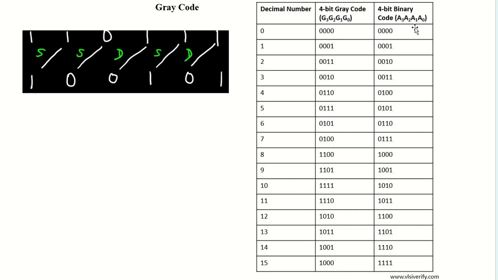Just like that, we have to convert. We can convert binary codes from 0 to 15 or 0 to 30, like that. It doesn't have any limit like excess 3 code. This is one of the advantages of gray code.